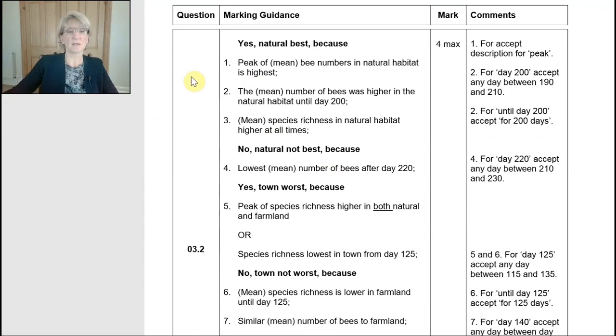So I have a choice of these 4 marks. I didn't say that, I didn't talk about the peak, I kind of noticed it, I wasn't quite sure how to word that, but I've got that one. Oh, lowest mean number of bees, I've also got that one. And the mean number of bees was, oh, and I've actually got that one, I'm quite surprised.